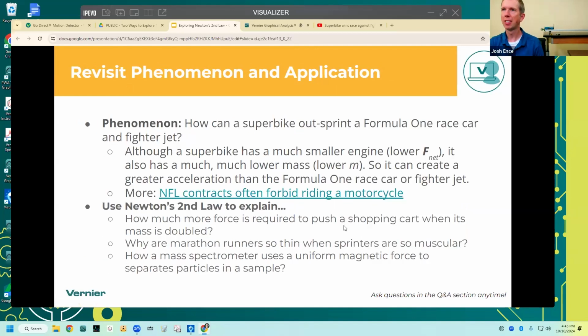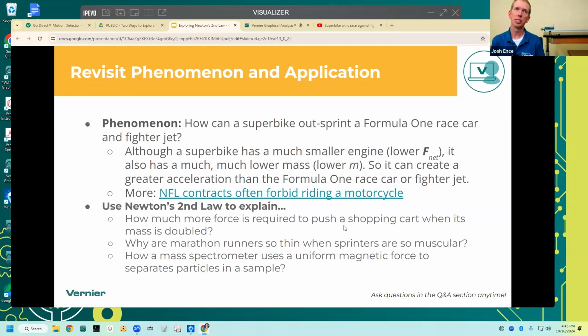All right. So now students have this idea that the acceleration depends on the net force on the object, and it depends on the total mass of the object. So what does that tell us about our superbike? Why can it outsprint these other vehicles?